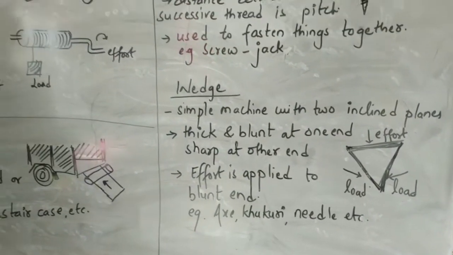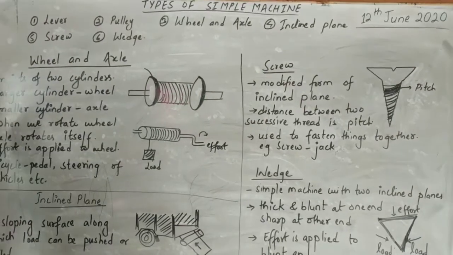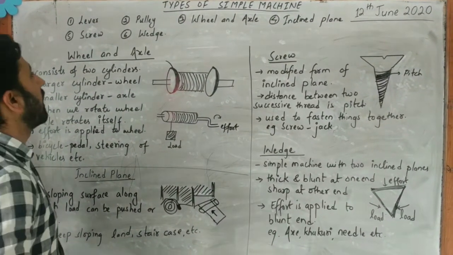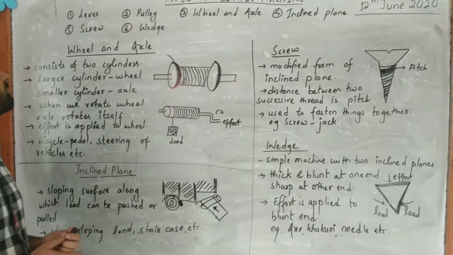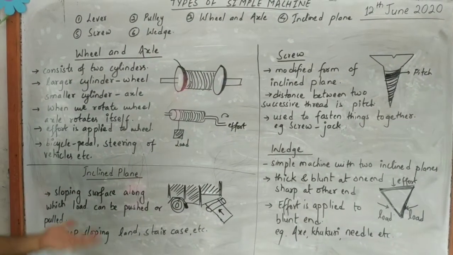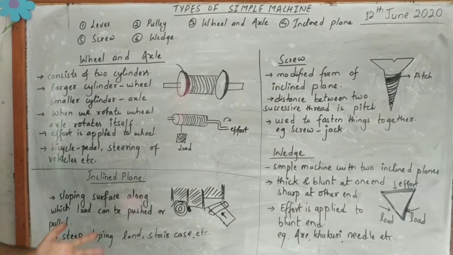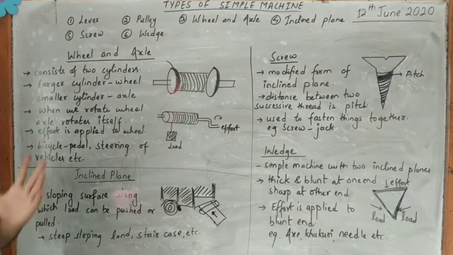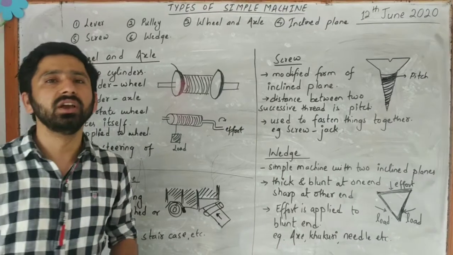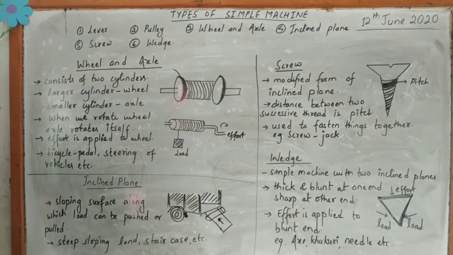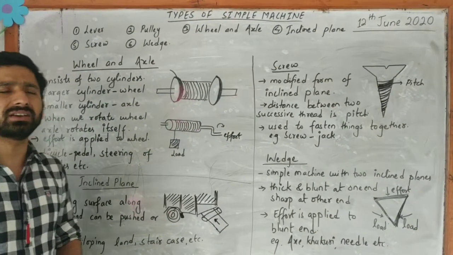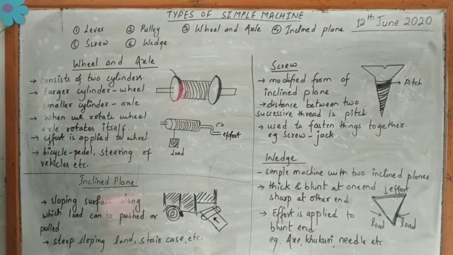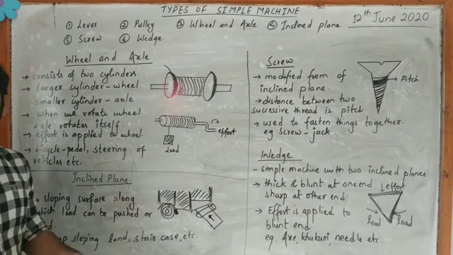Okay, in today's session we talked about different types of simple machines, that is pulley, wheel and axle, inclined plane, screw and wedge. In previous sessions I talked about the lever, its types, the advantages of simple machines, and why we use simple machines. I hope the videos of these two sessions clarify the simple machines, their concept, how they work, and what types of simple machines we use daily.